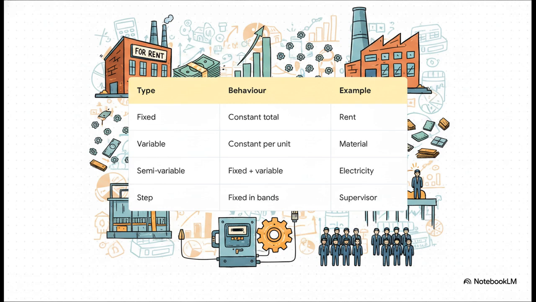And finally, step costs. These are fixed, but only within specific bands of activity. A supervisor is a great example. Say one supervisor can oversee 50 workers. Well, the second you hire worker number 51, boom, you've got to hire a whole new supervisor and your fixed costs step right up to that new level.